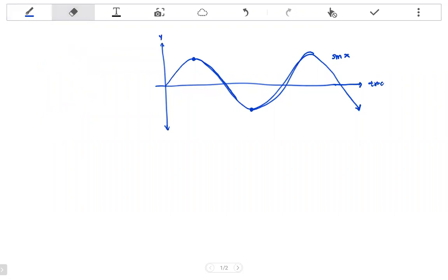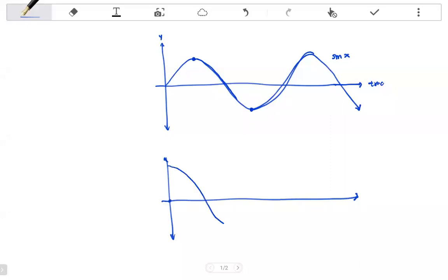Cos is very similar. It's just a phase shift of sine. So instead of starting at the origin, cos starts here. It goes like that.